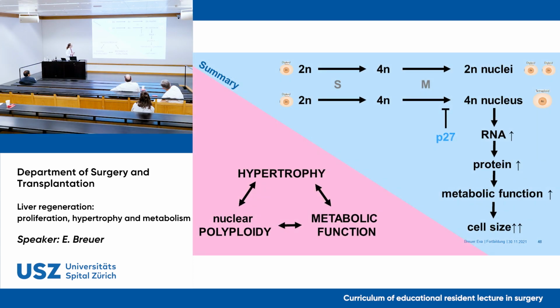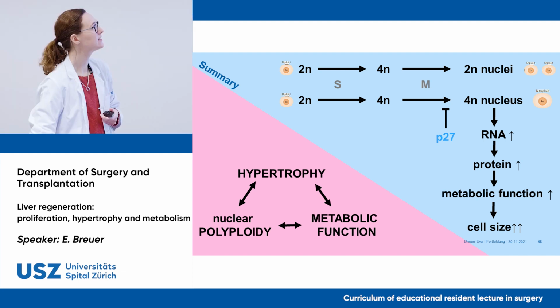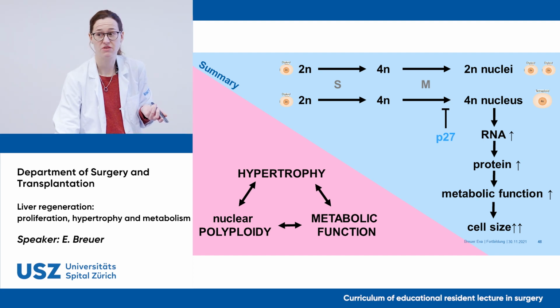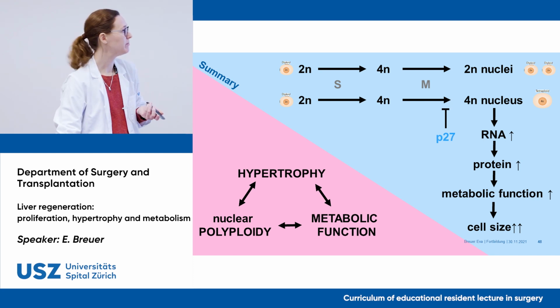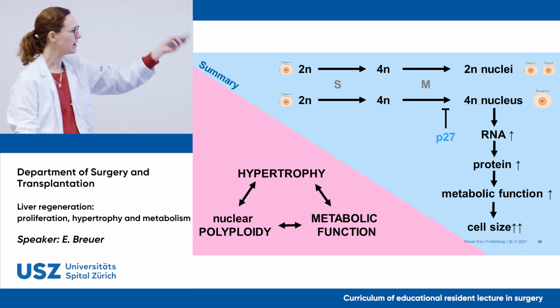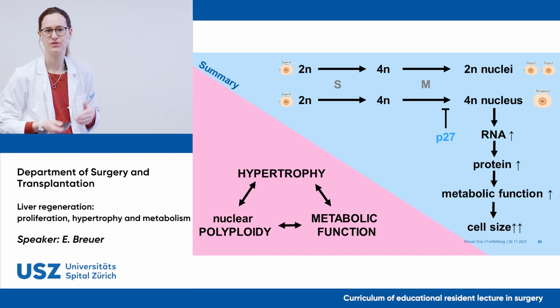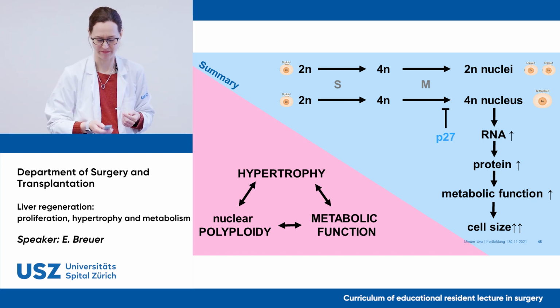Yeah, this is just a short overview. So usually we should have cells that go through S phase that get 2 cells in the end. But we know we have polyploid cells, or we get polyploid cells. We assume that P27 is important for that, so we block the cell cycle, so that these cells get polyploid, and these are the big ones, which have more RNA, more protein, more metabolic functions, we assume, and are the ones which are really big. And by that, we'd like to connect the hypertrophy with the metabolic function, and also this nuclear ploidy, a story which kind of developed during the course of my experience.